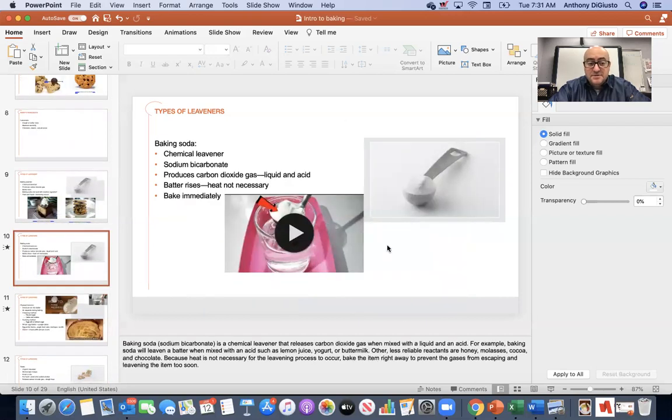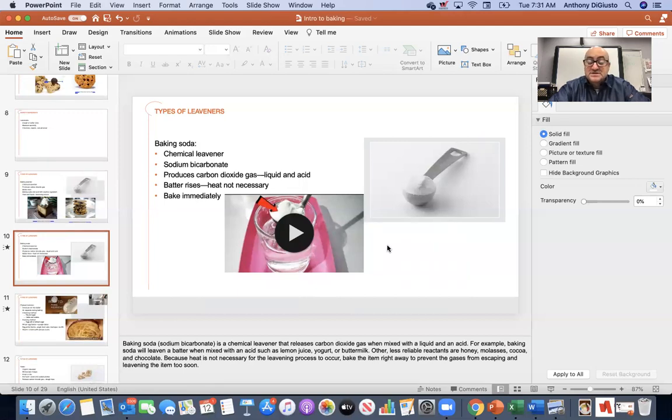Next, we have baking soda. So baking soda, chemical leavener, sodium bicarbonate, produces carbon dioxide gas when it's mixed with liquid and acid. Remember the first one, baking powder already has the acid in it. So you can just put liquid in there and it's going to produce the same thing.